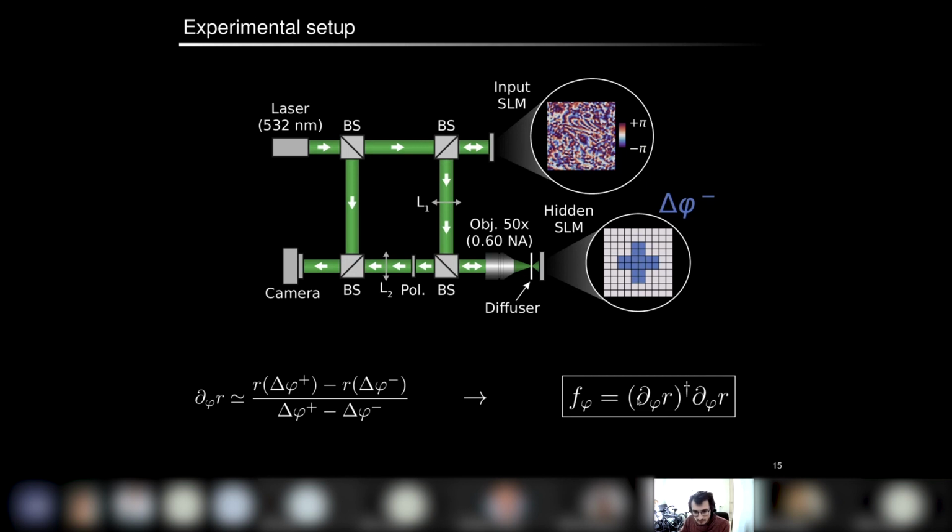From this, we can calculate this Fisher information operator. Once we have calculated this operator on the computer, we can make an eigenvalue decomposition, identify the maximum eigenvalue, and generate with the spatial light modulator the optimal state by using the associated eigenstate of the operator.